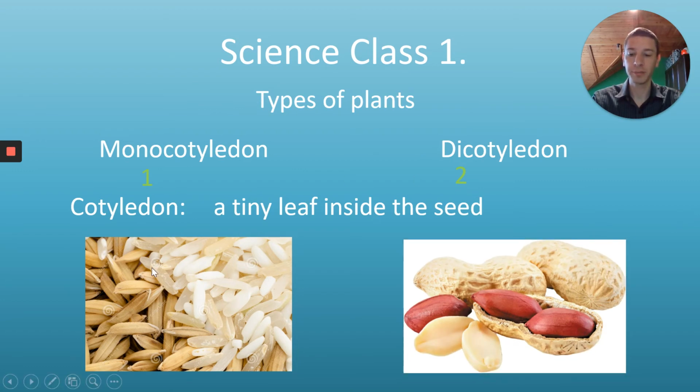Look at the rice plant, the rice seed. When you peel it, you will find one single piece of rice inside. That's the cotyledon, we call it, and since there is only one of it, we call it monocotyledon. But when you peel a peanut, you will be able to split the peanut into two halves. So the peanut seed has got two cotyledons inside. That's why we call them dicotyledon.